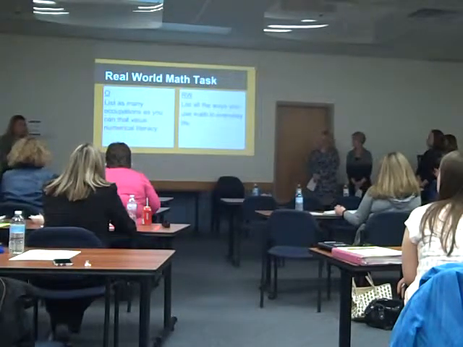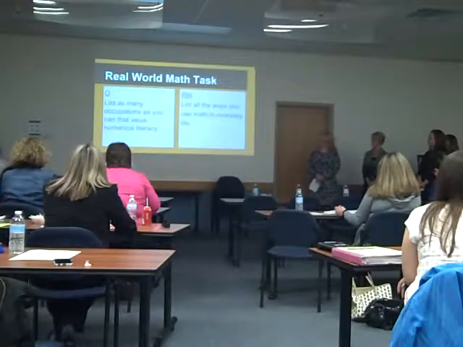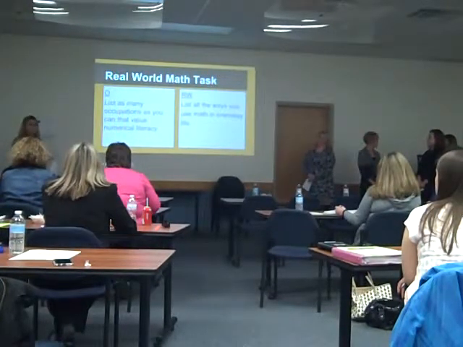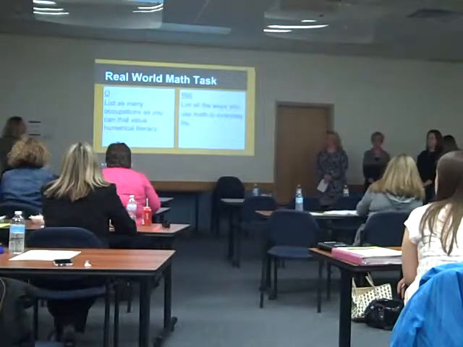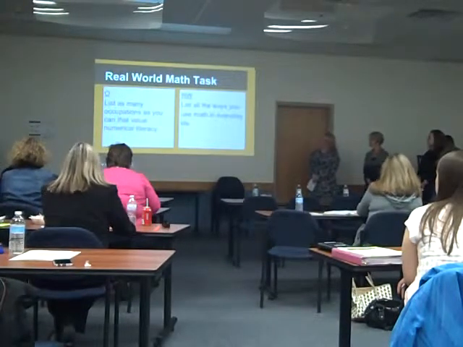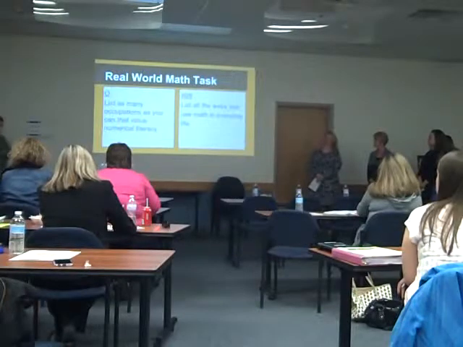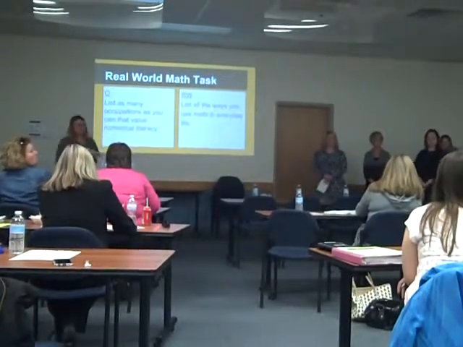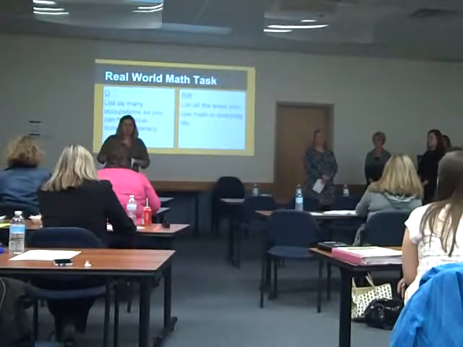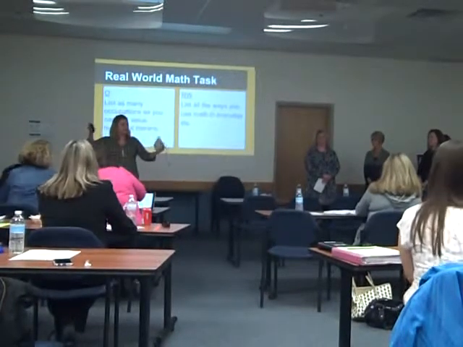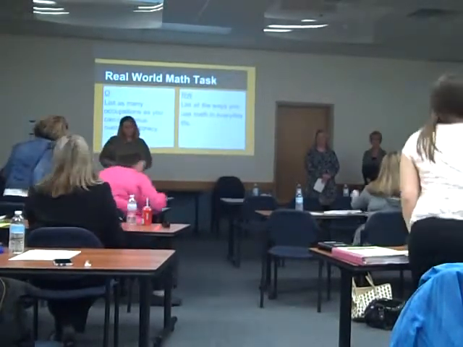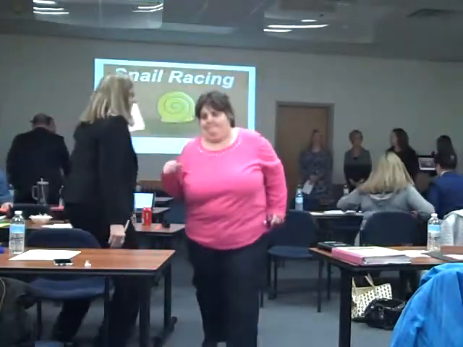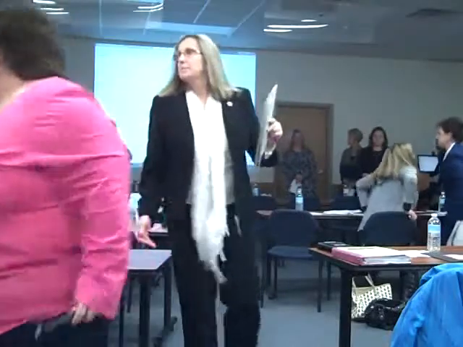All right, so the O's, your job is going to be to list as many occupations as you can that value numerical literacy. The RWs, you're going to list all the ways you use math in everyday life. So on the left side, we're going to start with the RWs, and on the right side, we're going to start with the O's. So if you would, can you please grab a marker and go to a wall? We're going to start a timer for you, so you have about 3 minutes.